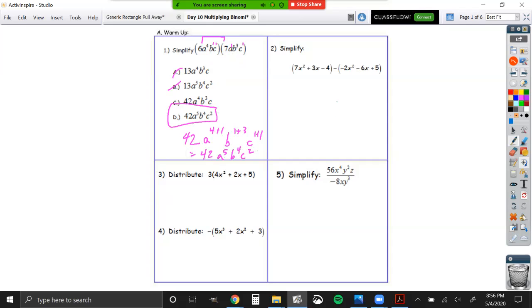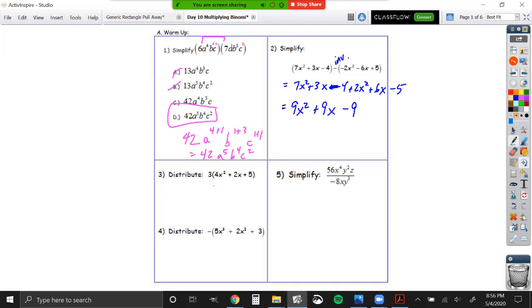which would be D. Problem number 2. Before we can combine our like terms, we need to take the inverse of the second quantity and rewrite everything without parentheses. So here's 7x squared plus 3x minus 4. The inverse of minus 2x squared, plus 6x minus 5 is plus 2x squared, minus 6x, plus 5. When I combine my 7x squared with my positive 2x squared, that's 9x squared. Positive 3x with positive 6x is plus 9x, and minus 4, the negative, see it, and the minus 5, that's minus 9.